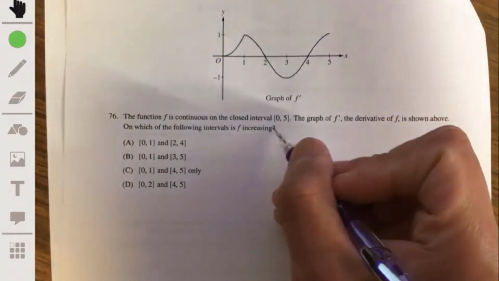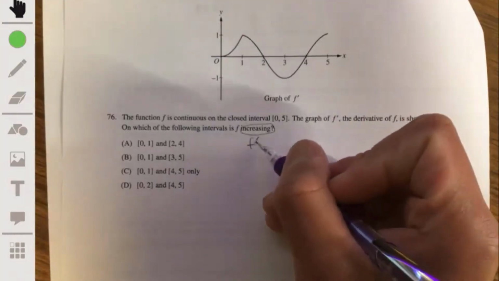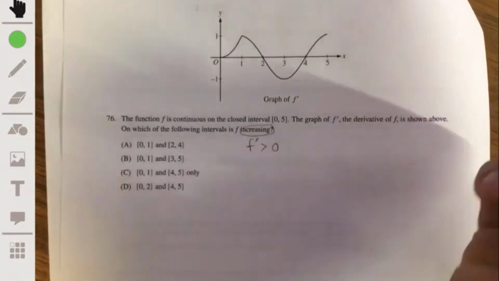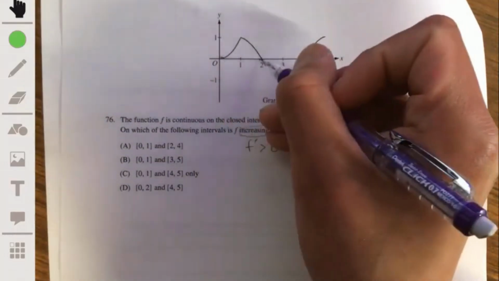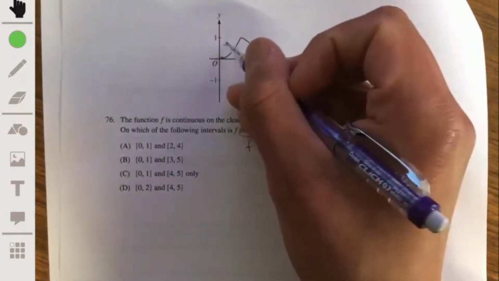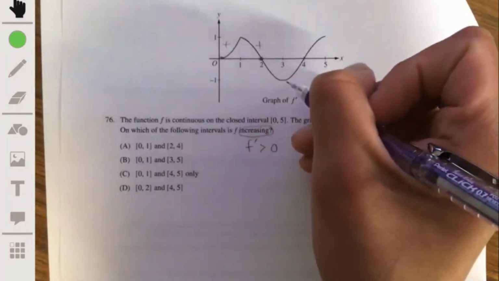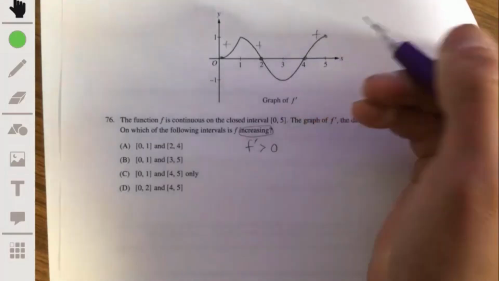Okay, so the key is to recognize that the function f is increasing when f prime is positive, so when f prime is greater than 0. So all you have to look at is the intervals where it's above the x-axis. So from 0 to 2, it's positive. And then after 4, so from 4 to 5, it's positive. And that's really all there is to it.